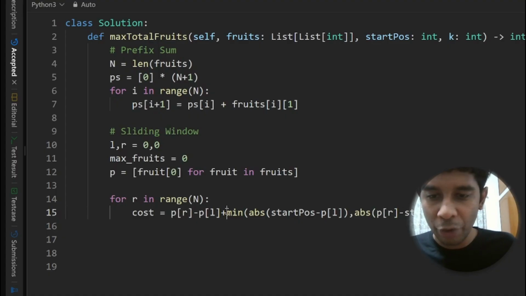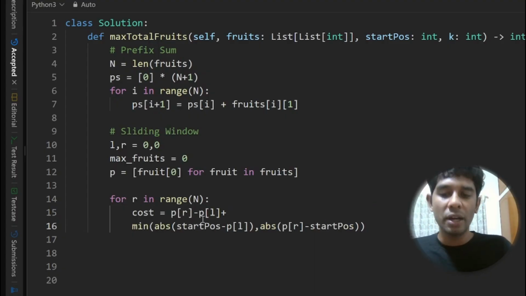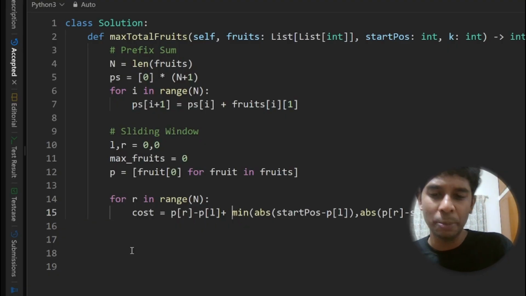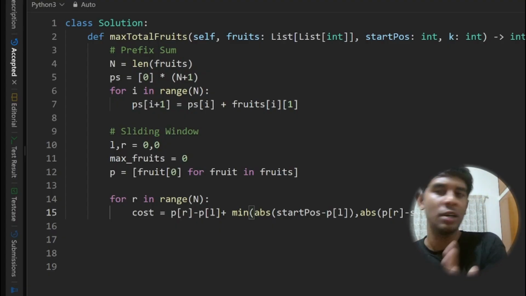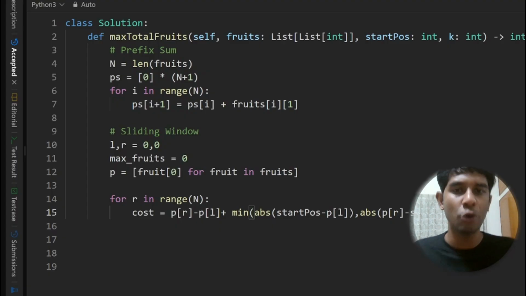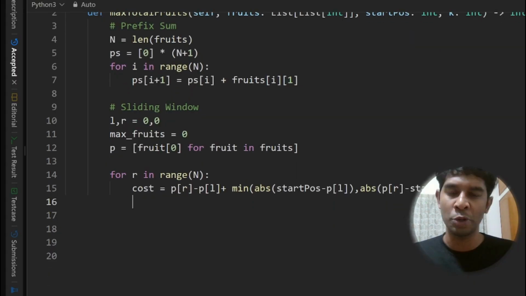So this is how it's going to look. The formula is really simple. P of R minus P of L plus minimum value of absolute value of start pos minus P of L and absolute value of P of R minus start position. Why absolute values in both cases? For a very simple reason, because in some instances both your left and right pointers will lie on one side of the start position, which will throw your algorithm off. So you always need the absolute values taken.